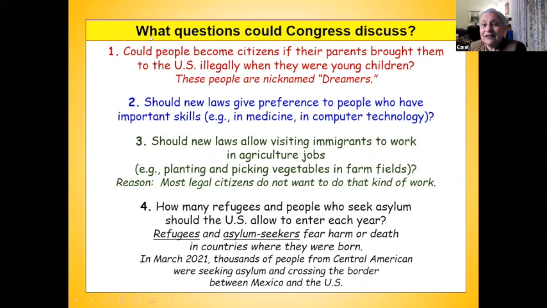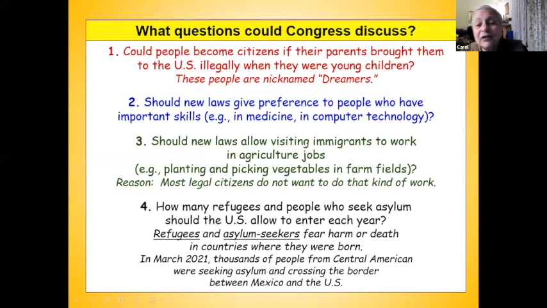Congress, I think, needs to discuss, can people become citizens if their parents brought them here as young children? That's number one. Number two, should new laws give preference to people who have particular job skills, like in medicine or in computer technology? Number three, should there be new laws that allow immigrants to work in agriculture jobs?